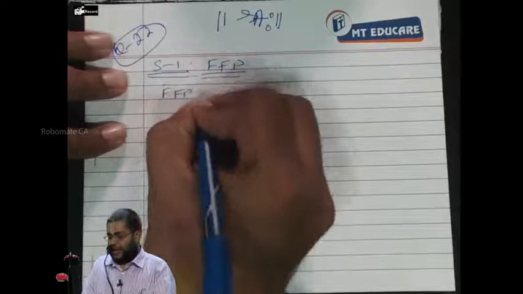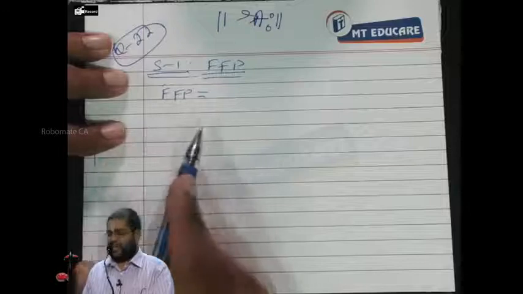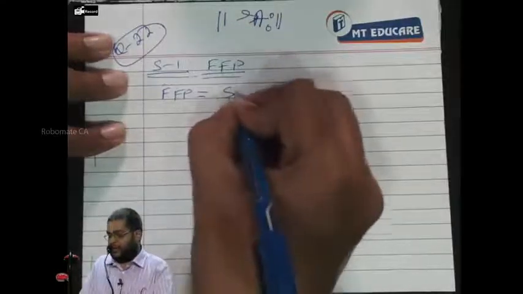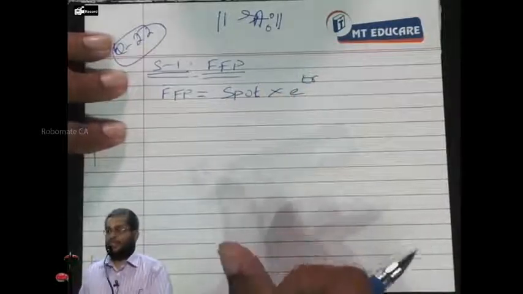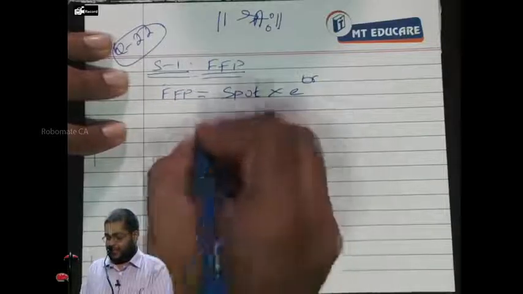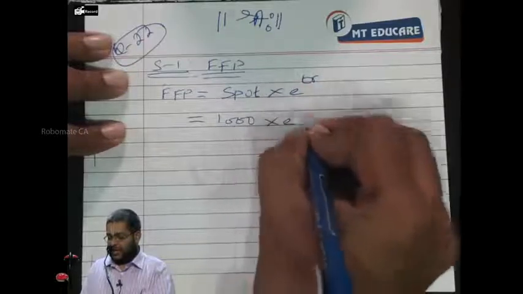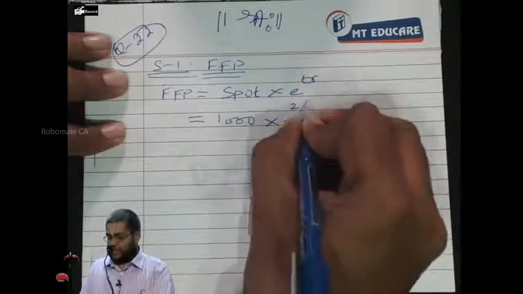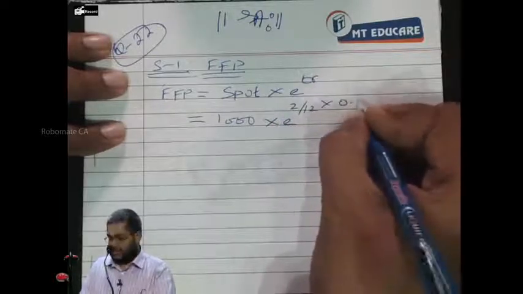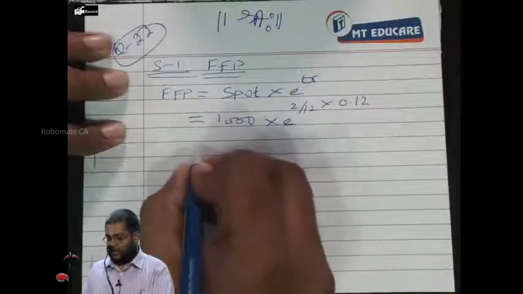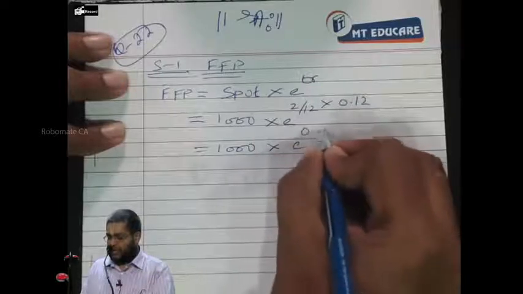Fair futures price is equal to, in the exam write the full name, don't write abbreviation. Fair futures price is equal to what? Spot price into e power rT. What is the spot Nifty in the market? 1000 into e power. How many months futures? 2 months futures into e power 2 by 12 into what the interest rate? How much percent? 12%. E power 2 by 12 into 0.12, which is equal to 1000 into e power 0.02.